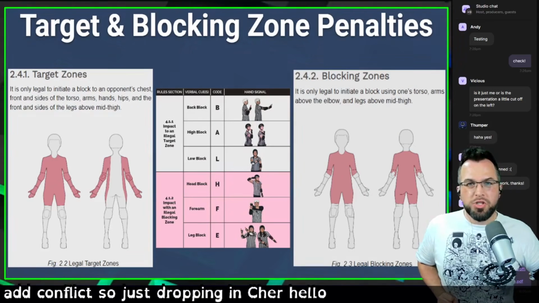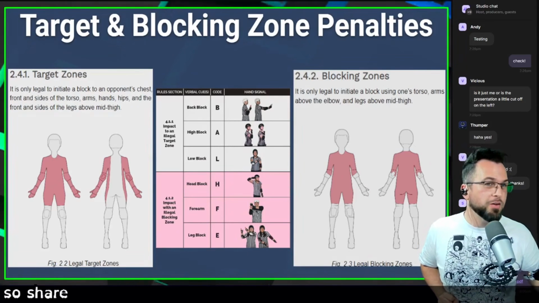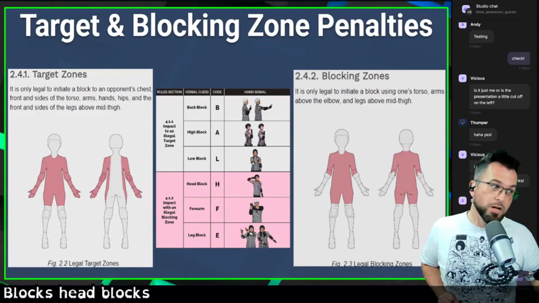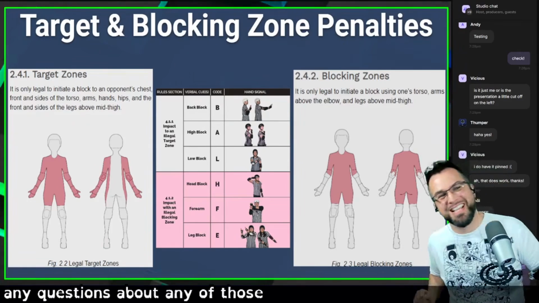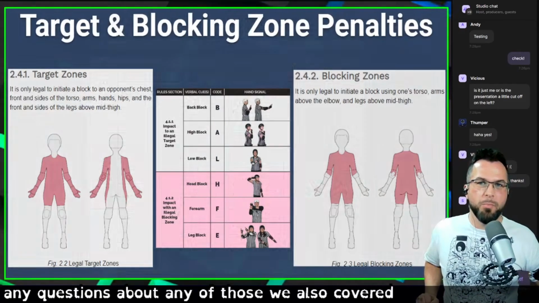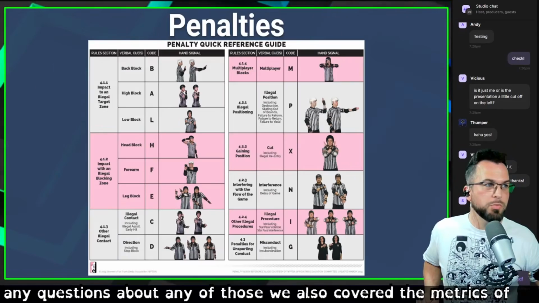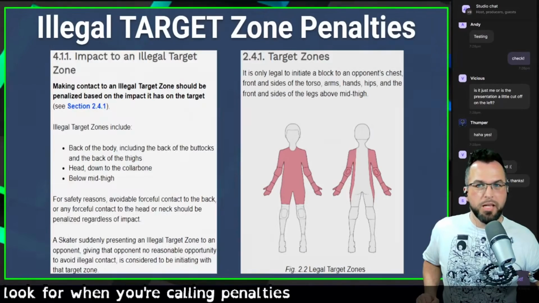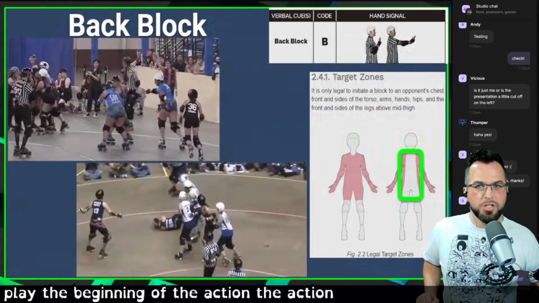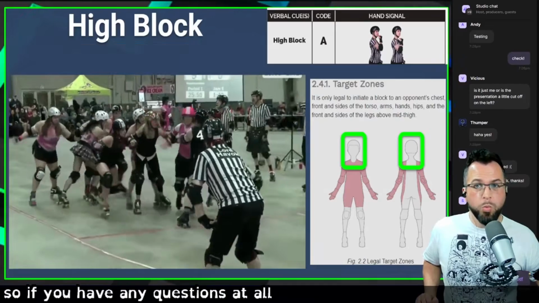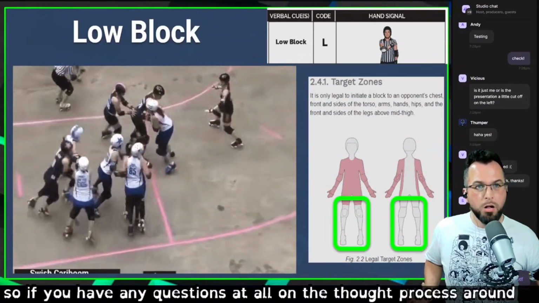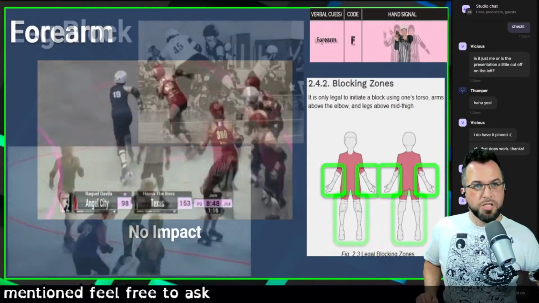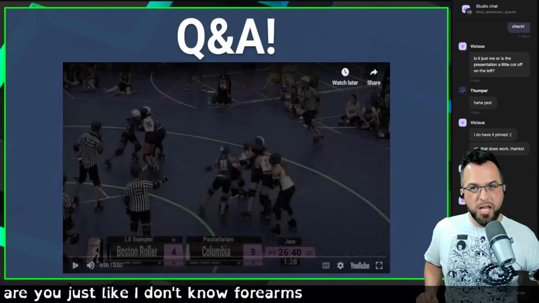So what we covered was back blocks, high blocks, low blocks, head blocks, forearms, and leg blocks. Any questions about any of those? We also covered the metrics of what to look for when you're calling penalties, like the beginning of the action itself, and the end of the action. So if you have any questions at all on the thought process around making a call or not making a call, or any of those penalties that I mentioned, feel free to ask. Or if you're just like, forearms escape me, can we chat about those for a little bit?